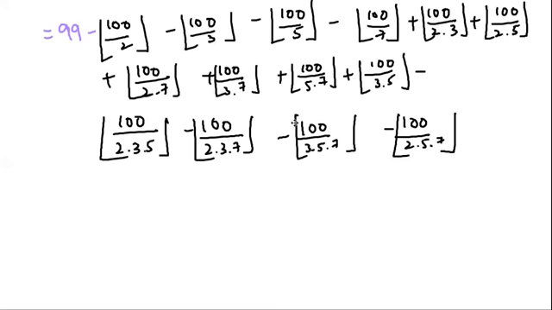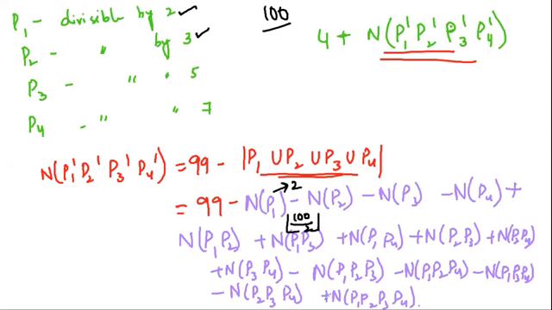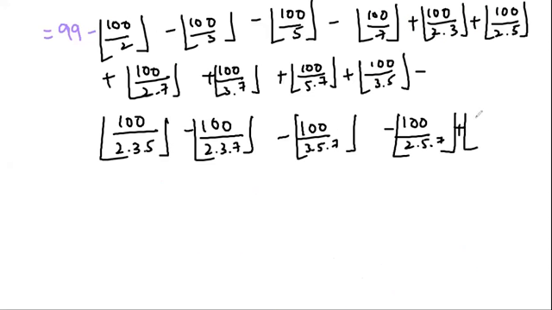And then lastly, we will have the term which is the number which is divisible by all 2, 3, 5 and 7. So that term will be taken with a positive sign. Why? Because we have plus n of P1, P2, P3, P4. So let's just write that. The floor value of 100 by 2 into 3 into 5 into 7.